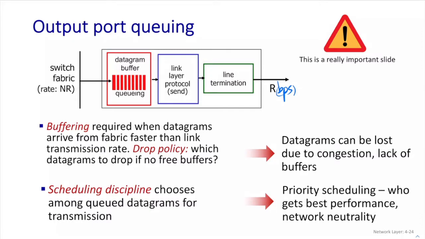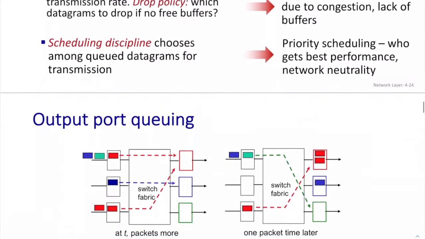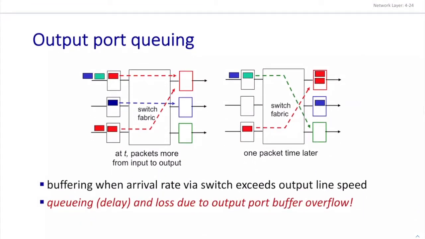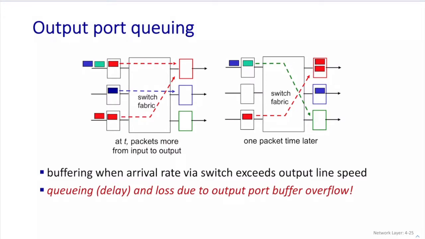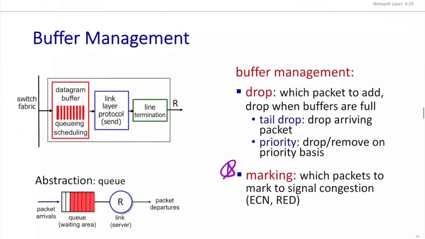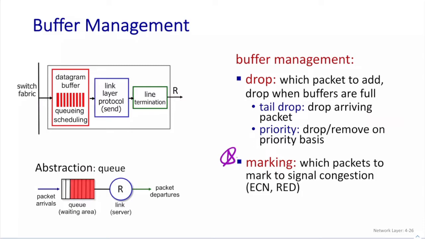So we have several different scheduling principles, which choose among queued datagrams for transmission. Okay, let's take a look at this one. Buffering is needed when the arrival rate via the switch exceeds the output line speed, so there is queuing delay or loss due to output buffer overflow. We have several different queuing policies or queuing mechanisms to choose from. For example, if the buffer is full, we need to drop a packet, right? There are several different choices.